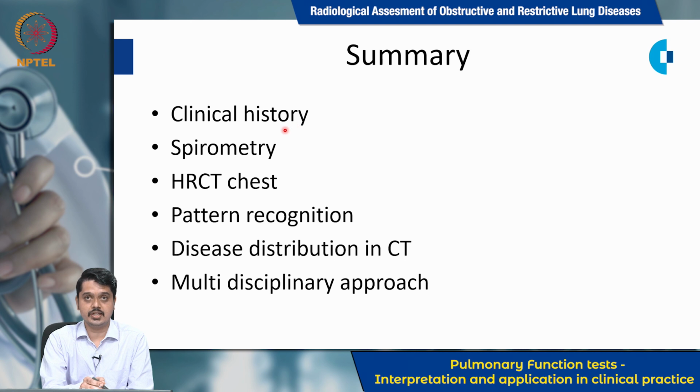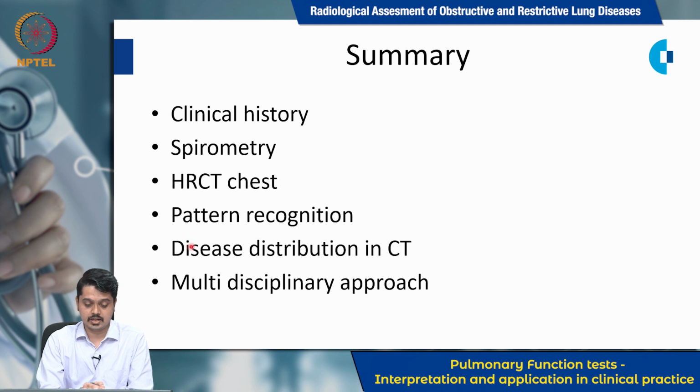Before reporting any chest X-ray or CT scan, clinical history is more important. Spirometry findings help us to diagnose whether it is obstructive or restrictive lung disease. HRCT will give us the severity of the abnormalities. It helps us to identify the exact disease pattern like interlobular septal thickening, bronchiectasis, emphysema, consolidation, honeycombing, centrilobular nodules, etc.